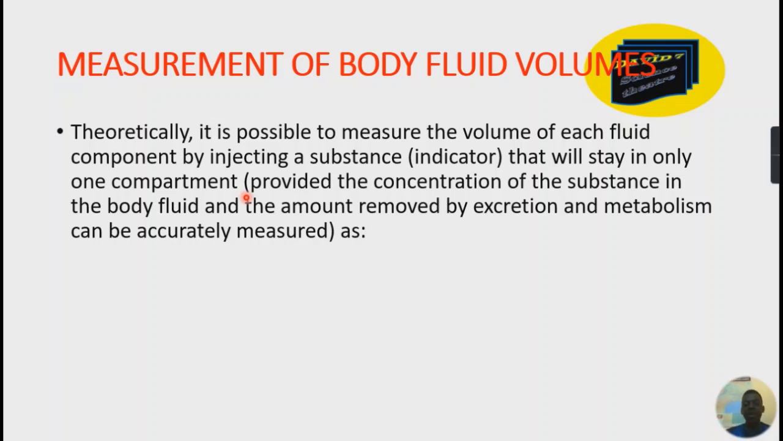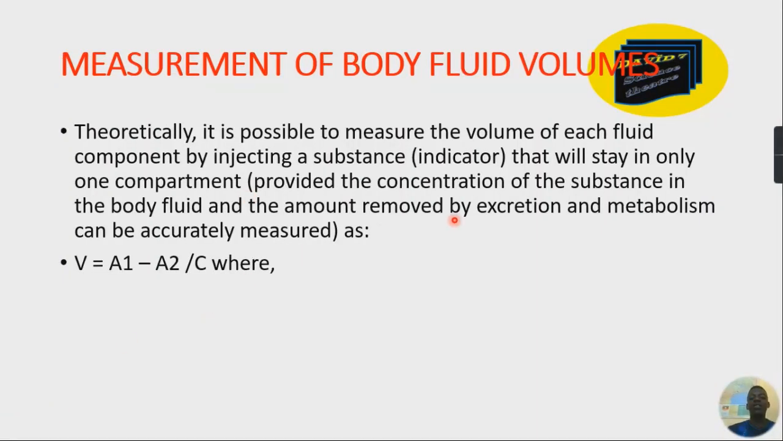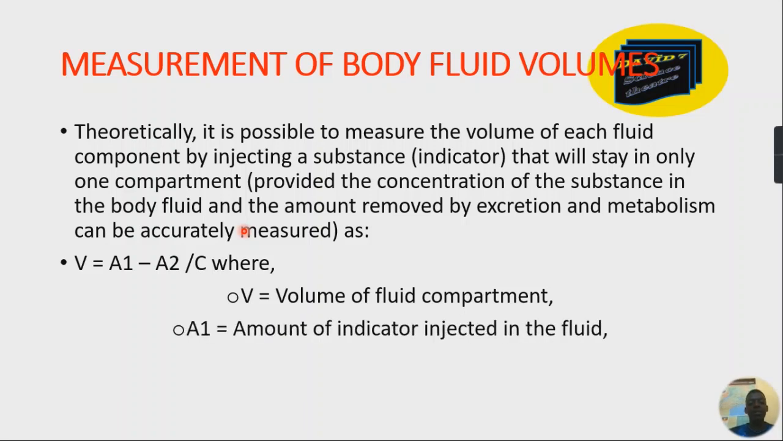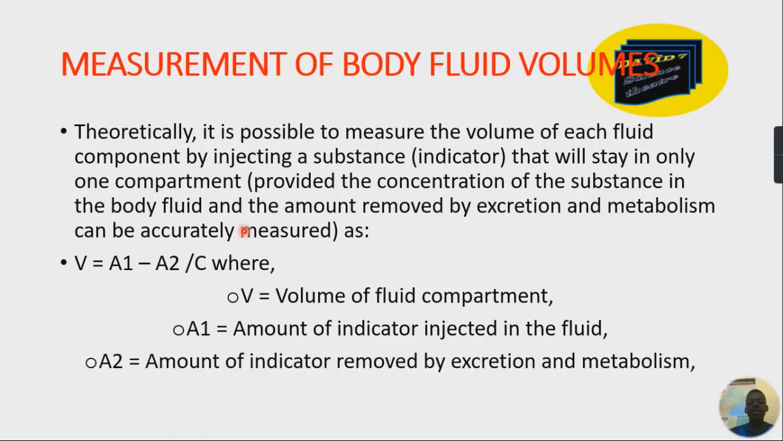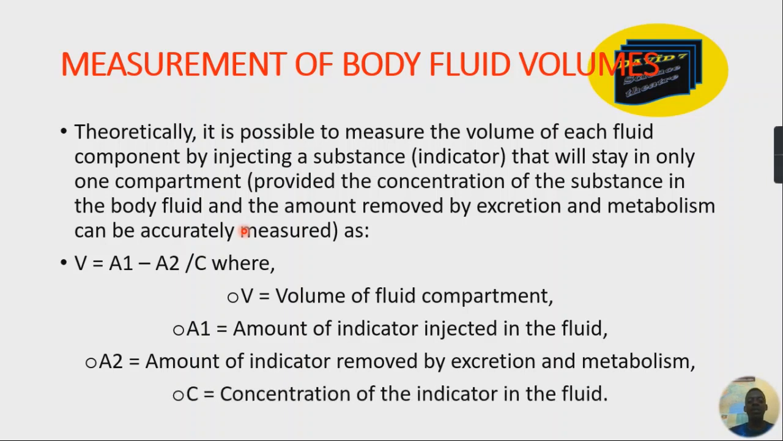Then we shall calculate the volume of distribution of that indicator as A1 minus A2 over the concentration, V = (A1 − A2)/C, where V is the volume of the fluid compartment, and A1 is the amount of indicator which we injected in the fluid. A2 is the amount of indicator which was removed by excretion and metabolism, so we also cater for that. And C is the concentration of the indicator within the fluid. This can be measured properly.